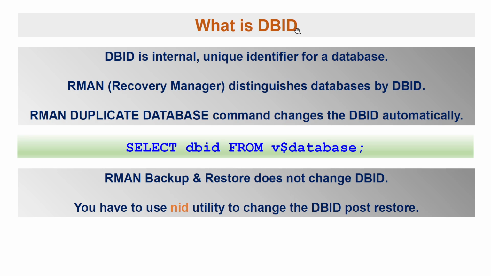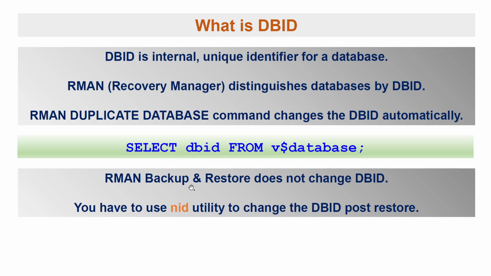Before I proceed, I would like to give you an overview of the concept of DBID. So what is DBID? DBID is an internal unique identifier for a database. RMAN, Recovery Manager, distinguishes databases by DBID. The RMAN Duplicate Database command changes the DBID automatically. If you want to know the DBID of your database, you can use select DBID from v$database.